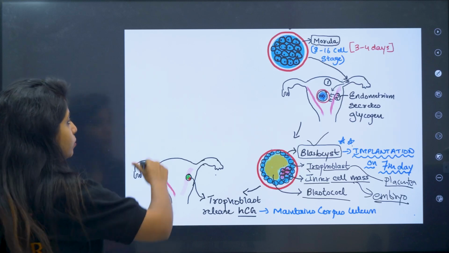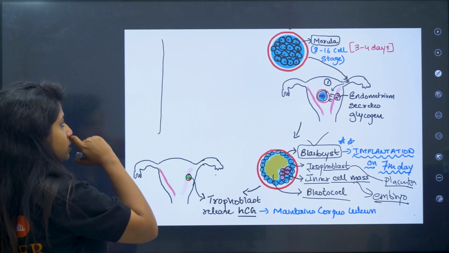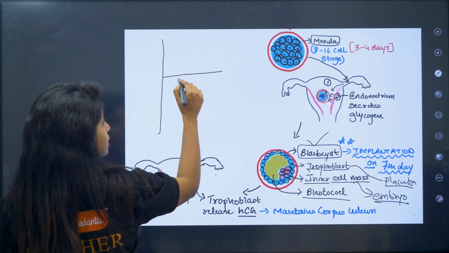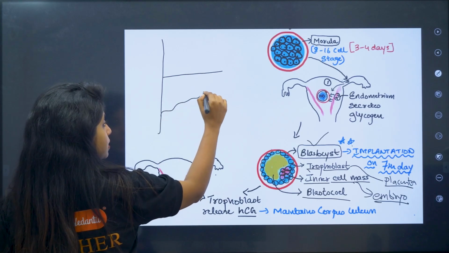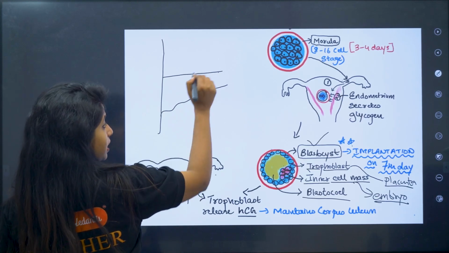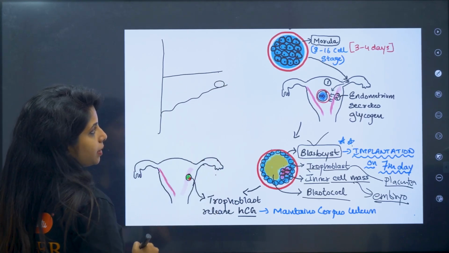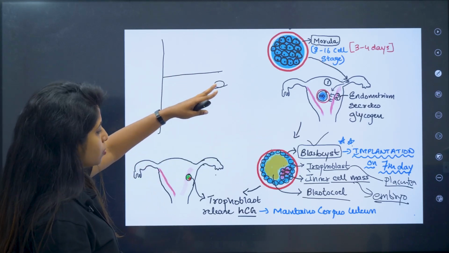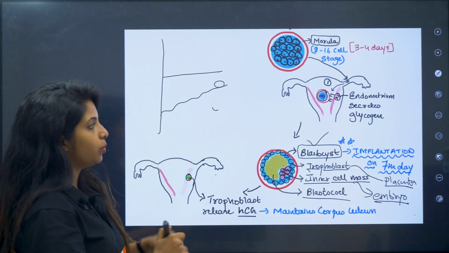So we know on the 14th day ovulation takes place, right? And then the corpus luteum is there, which releases progesterone. The progesterone makes the endometrium line very thick. At this point of time, by the 7th day, the implantation has taken place. What do you mean by implantation? Basically, this particular structure that you see goes slowly inside the endometrium layer and gets implanted.